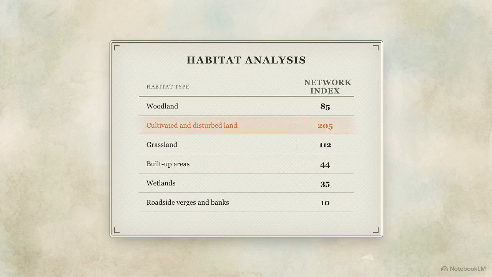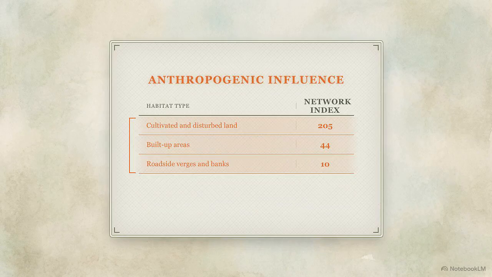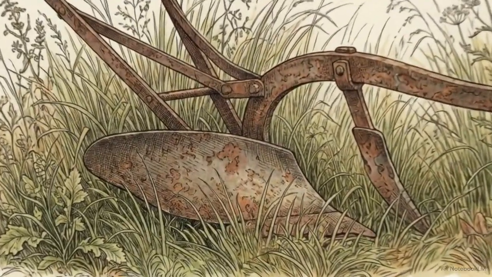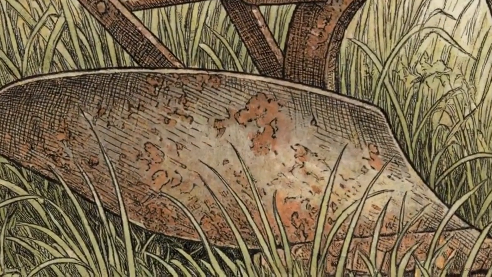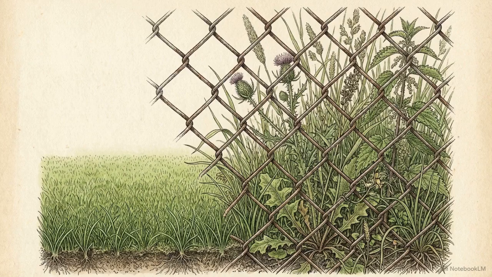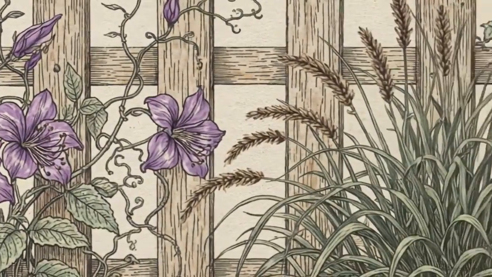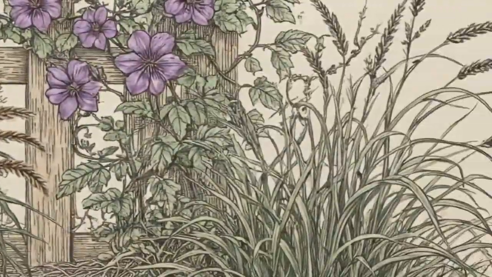Pulling the indices for cultivated and disturbed land, built-up areas, and roadside verges out of the main grid reveals a distinct anthropogenic cluster. The 205 index for disturbed land is a botanical artifact of historical farming practices that occurred on this site. Conversely, the indices of 44 for built-up areas and 10 for verges measure modern effects driven by housing along the park's western flank. This proximity introduces garden escapes, non-native plant species that cross the boundary from suburban gardens into the park's network.